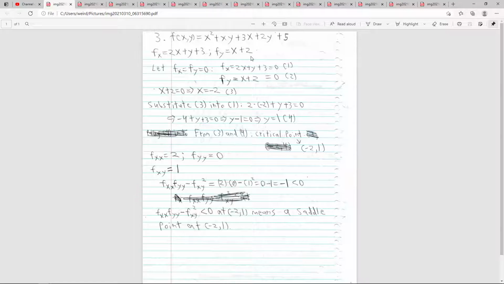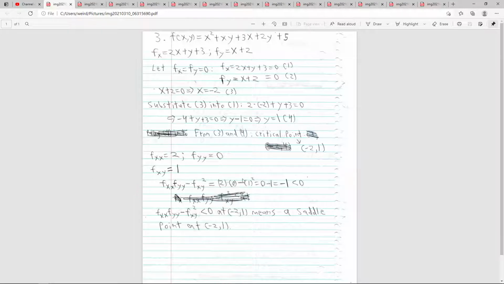So now we have x squared plus xy plus 3x plus 2y plus 5. And you get these equations. In this case, you definitely want to do it because you already have x plus 2 equals 0, so it's x equals negative 2. Then you substitute that into the first equation to get 2 times negative 2 plus y plus 3 equals 0, and you eventually get y equals 1. So the critical point is just negative 2, 1, just one critical point this time again.